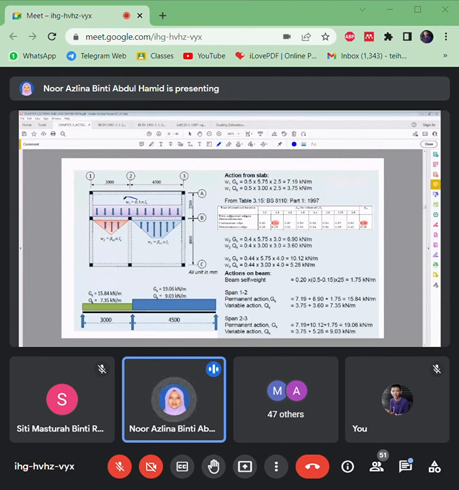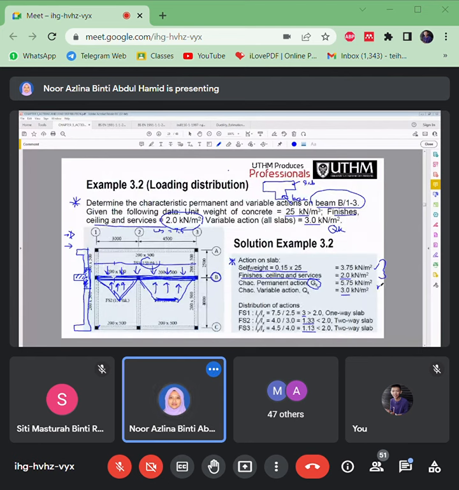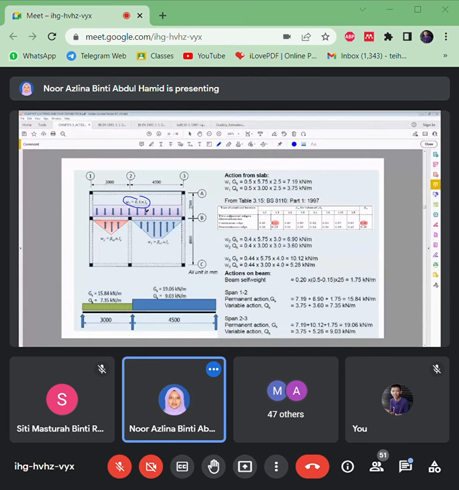Okay, if it is one way it is easy, 0.5 multiplied by n. What is this n? This is n. Okay, the loading is 5.75 and 3. So for panel 1, the GK or QK that is distributed to this beam is 0.5, half from its GK, which is 5.75, and then multiply with its Lx, 2.5 here.